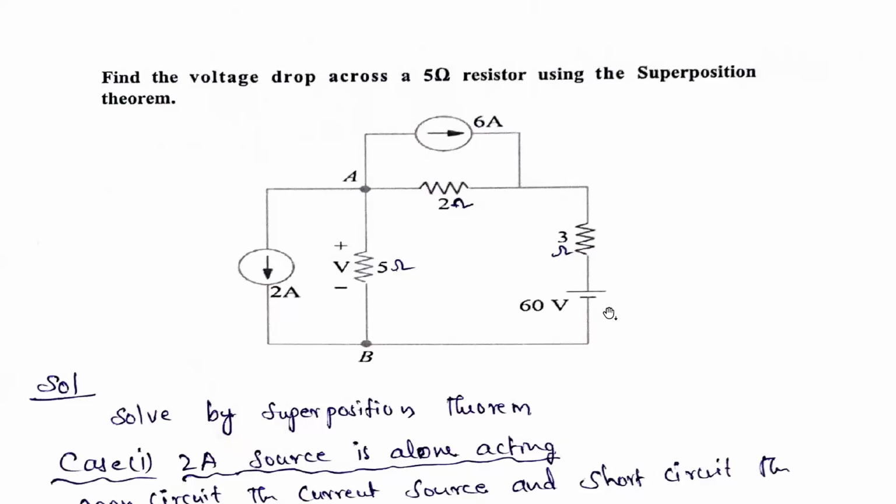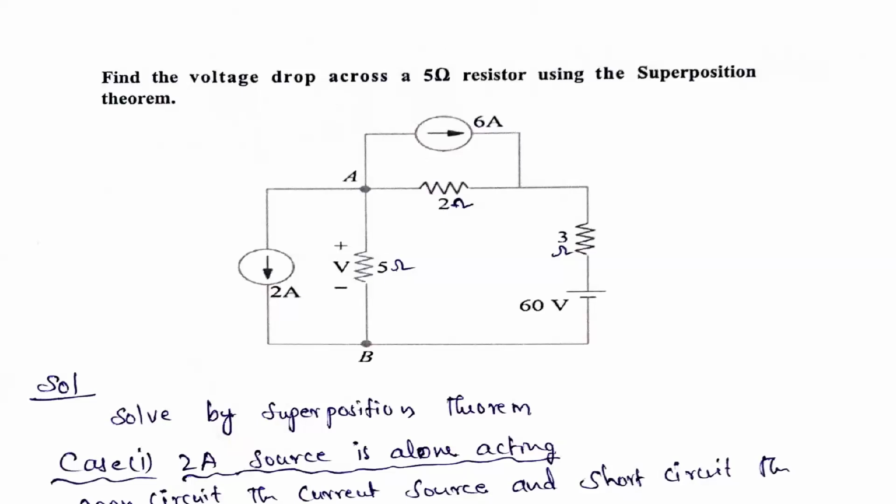So we need to find out the voltage drop across the 5 ohm resistor. So where is the 5 ohm resistor? This is the 5 ohm resistor. By using superposition theorem, that is clearly given. So between this 5 ohm resistor, that is points A and B, that also they have given. So we have to solve by using superposition theorem.